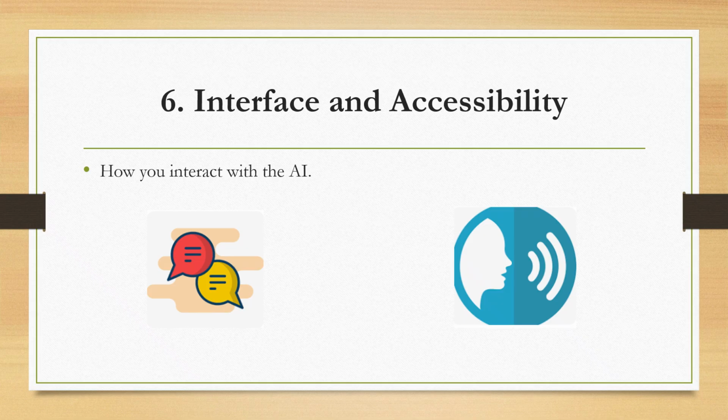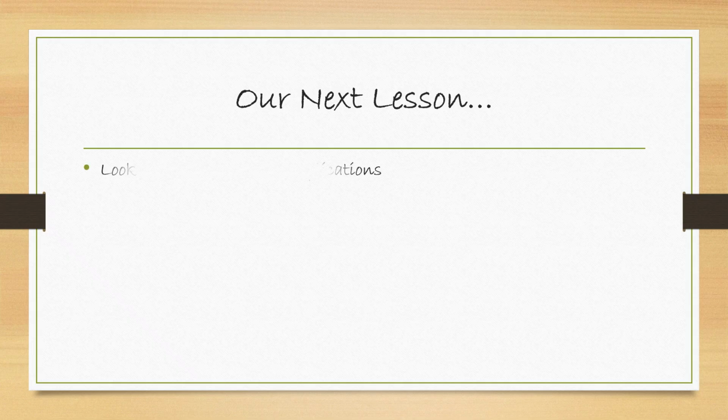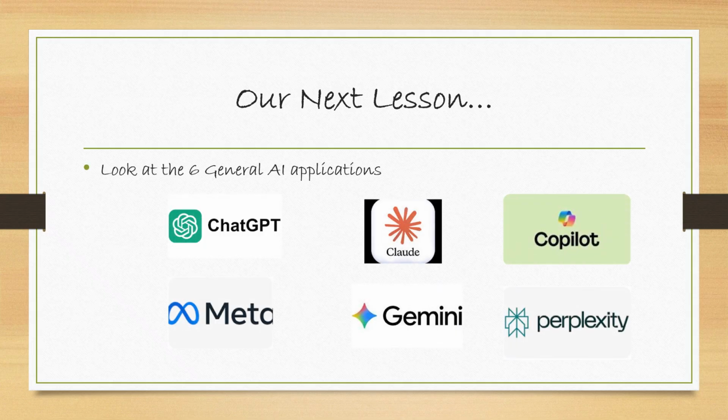So now we've looked at all the six factors that you need to consider when you're choosing your digital helper. In our next lesson, we want to look at our 6 general purpose AI applications. We're going to start off with ChatGPT, move on to Google Gemini, then Claude, then Microsoft Copilot, Perplexity AI, Meta AI. We're going to look at how these function, how we can access them, and what each model is best used for, and also its strengths.